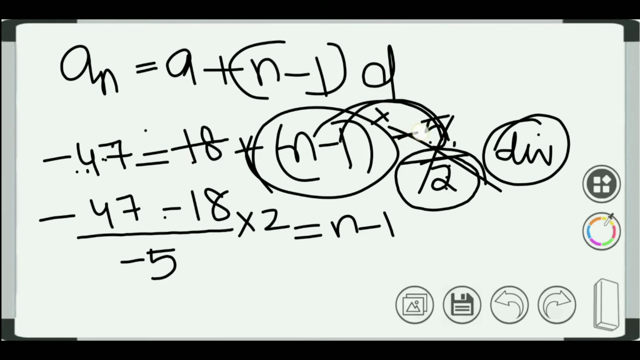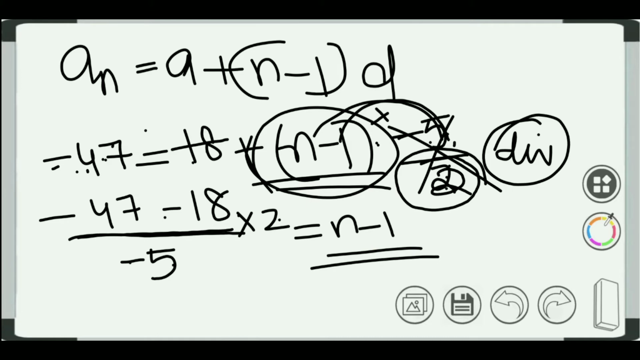Okay. When you are taking minus 5 to this side, this is multiplication, so here it will be divided by minus 5. See, this 2 is what? Division. So when you are taking this 2 this side, it will become multiplied by 2. Then what is remaining? N minus 1. So I have written like this. Okay. Now I can simplify and solve this one.